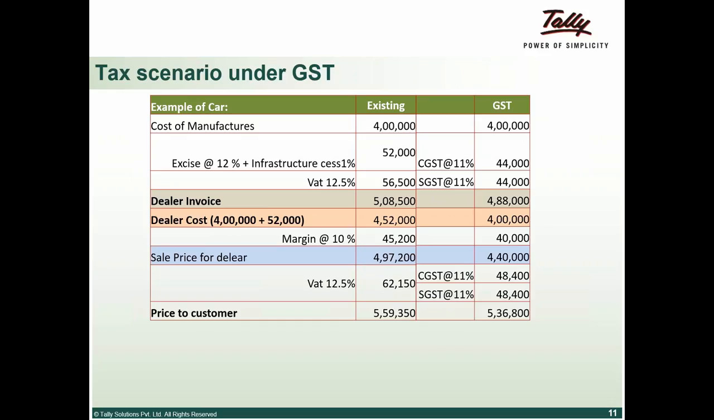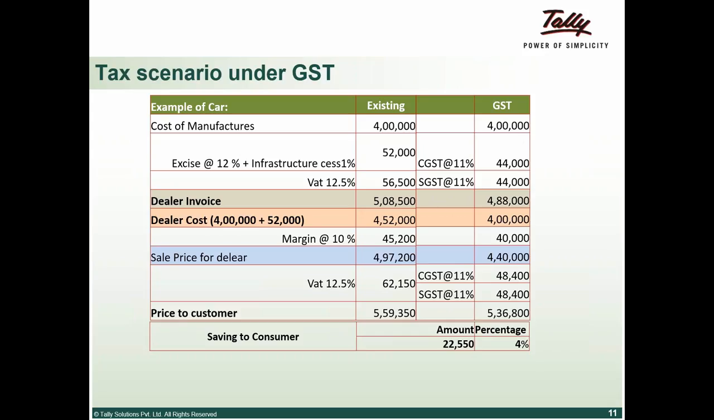Now he had some margin of 10%, which is 40,000 rupees. Now the sale price of the dealer becomes 4,40,000, and he is going to charge 22% GST, which comprises 11% CGST and 11% SGST, which is 48,400 and 48,400. So finally the price to the customer, you will see, is 5,36,800. So if you just take this saving to the customer, again I'm saying indicative, if you are planning to buy a car, you can definitely wait till GST comes. It's going to be beneficial.